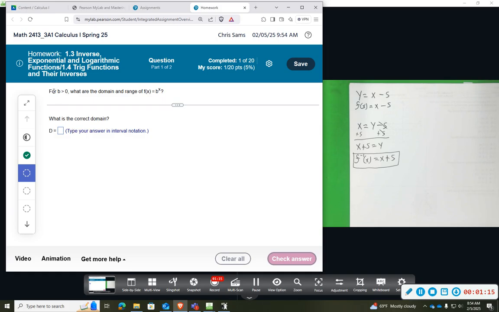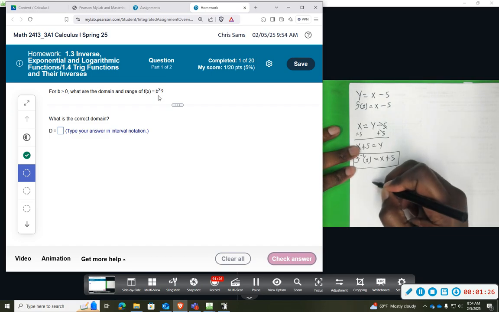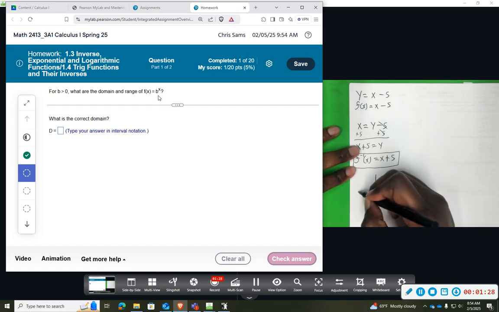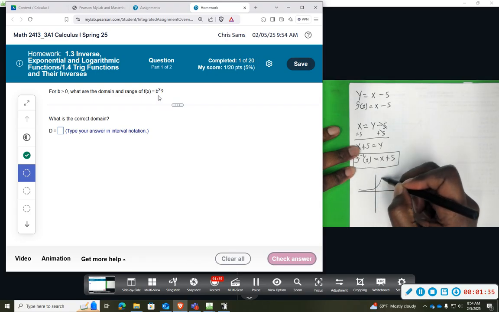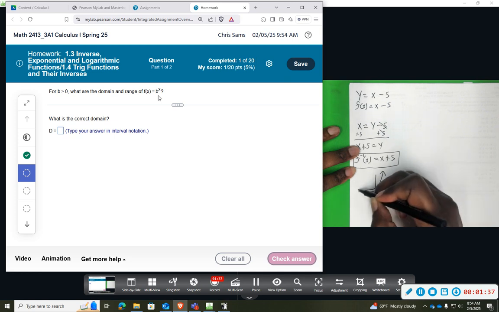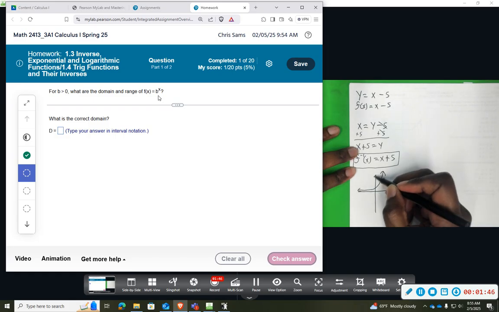Number 3 says for b greater than 0, what are the domain and range of f of x equals b to the x? So this is an exponential function. This is one of those parent functions we want you to be familiar with. One thing we know is the general shape. It hugs the x-axis, and then it curves up, goes through 1, and shoots up toward infinity. This graph is getting closer and closer to 0 as we go toward negative infinity, but it will never cross the line y equals 0.